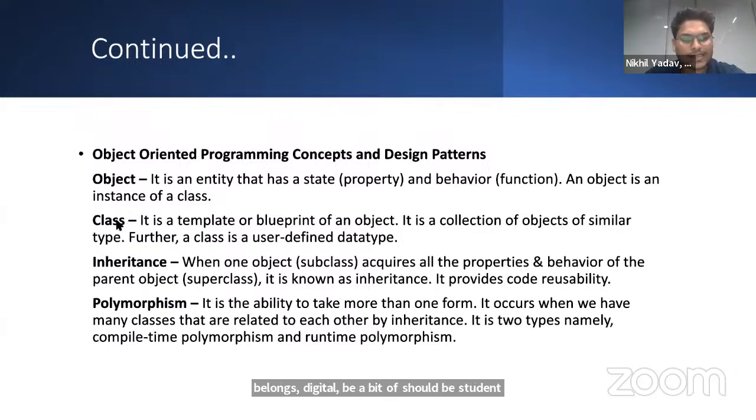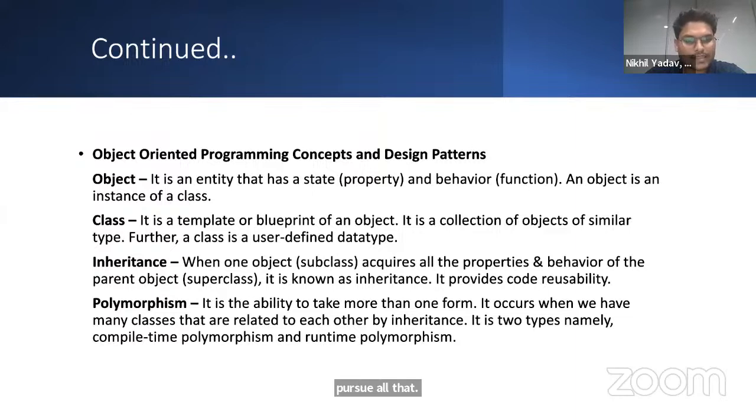And what is a class? A class is basically a template or blueprint of an object. If we create a class Student, it is a blueprint of multiple students. I can create a student object like myself, Nikhil, and we can set and define the properties and behavior of Nikhil, like name, email, ID, which section I belong to, which course I pursue, all that.